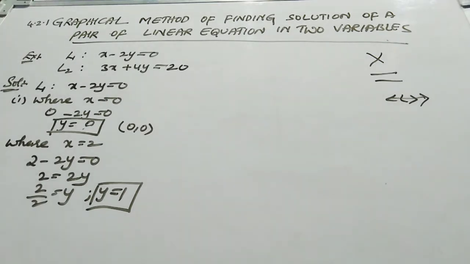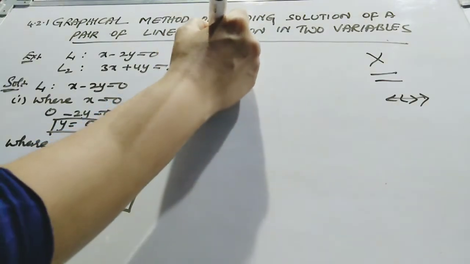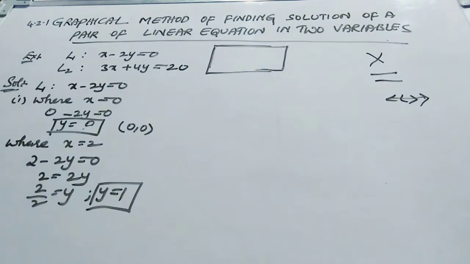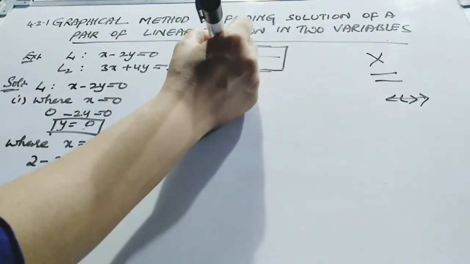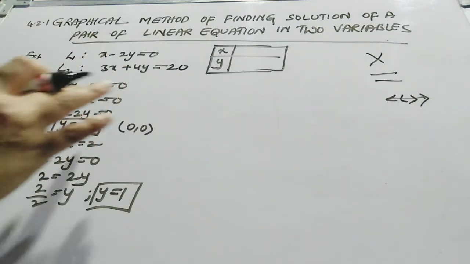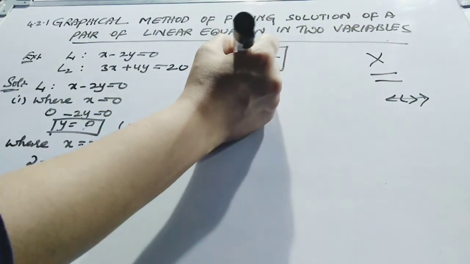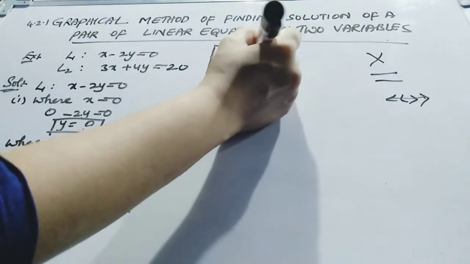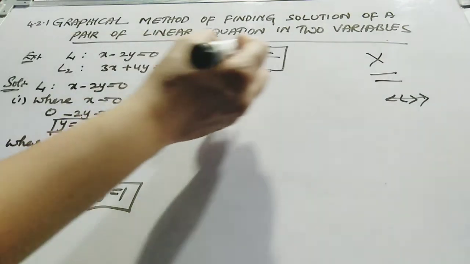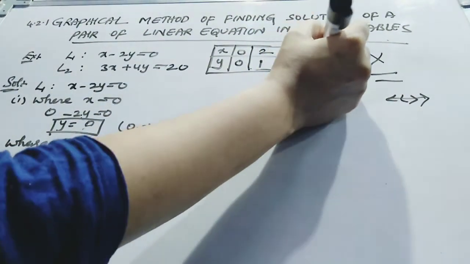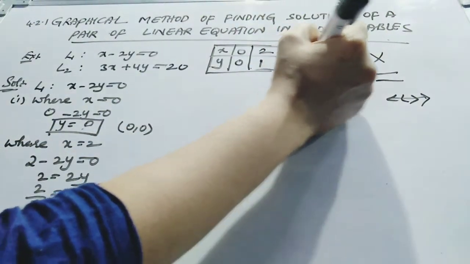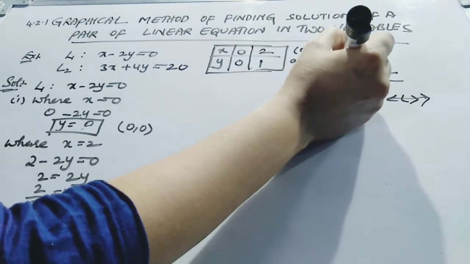Just draw the table of x and y coordinates. When x is equal to 0, y is equal to 0. When x is equal to 2, y is equal to 1. That means the points you are getting in L1 are 0 comma 0 and 2 comma 1.